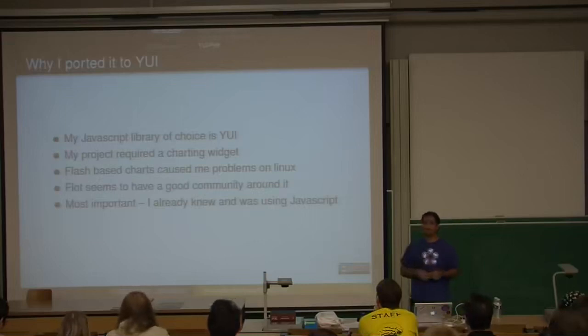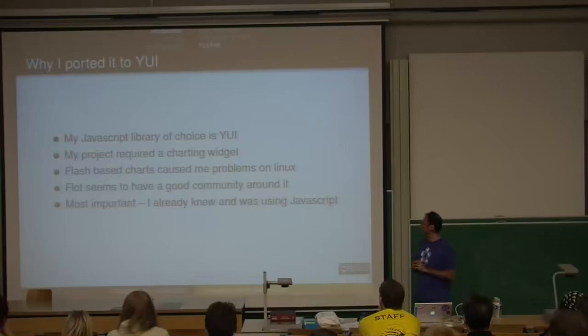So when I needed a charting widget, I was looking around. YUI charts is obviously available, but I had problems with that because of the Flash. I used it for a few months and then decided to look at something else. So Flot was available. It had a very good community. If you look, it's on Google Code, and you can look at the forums, and there's a lot of discussions, many people sending in patches and stuff.